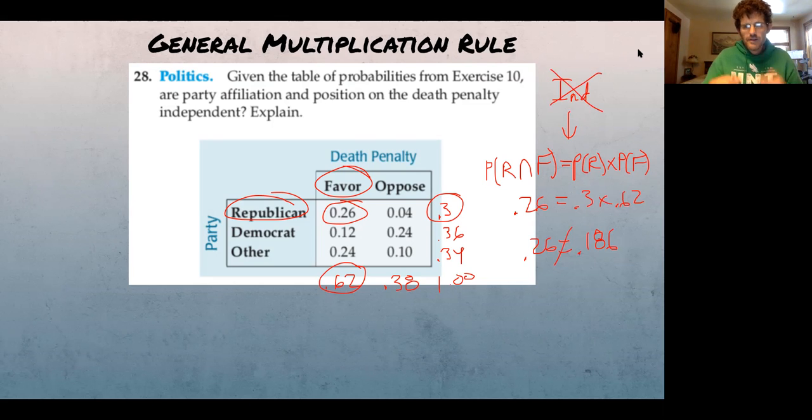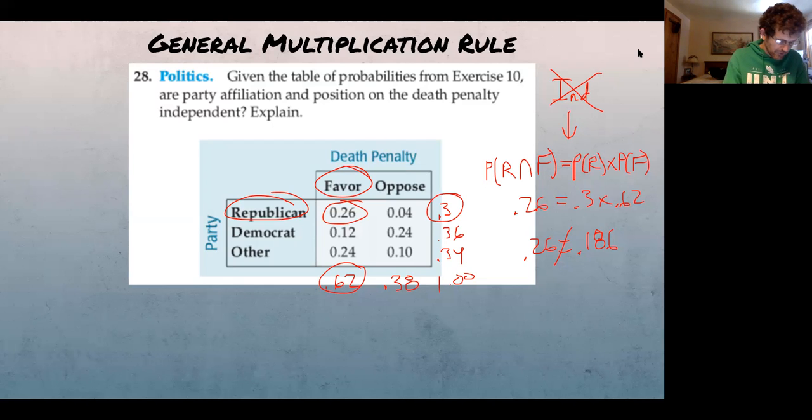And here's the real world interpretation. So we just did some numbers, we did some calculations, that's all well and good. The real world interpretation says that we are more likely to find someone support the death penalty if they are a specific party affiliation versus another. The probabilities are not the same.